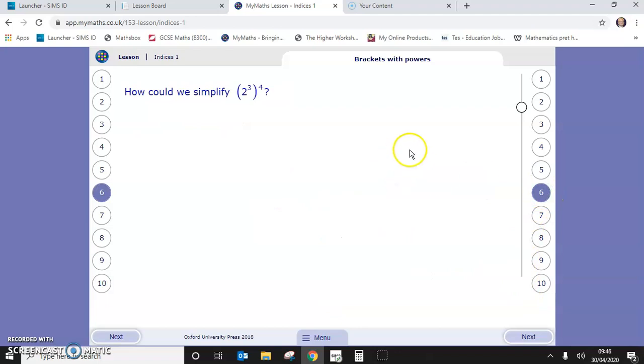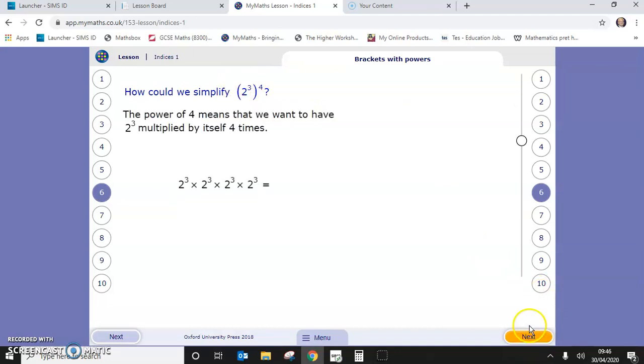Okay, this time we've got a set of brackets. So we've got 2 cubed, and then all of that is done to the power of 4. So what that's saying is 2 cubed times 2 cubed times 2 cubed times 2 cubed. So I'm multiplying it out 4 times. Now in this form we can use the first rule that we learnt, where we add the powers together. So we've got 3 plus 3 is 6, plus 3 is 9, plus 3 is 12. So my answer is going to be 2 to the power of 12.